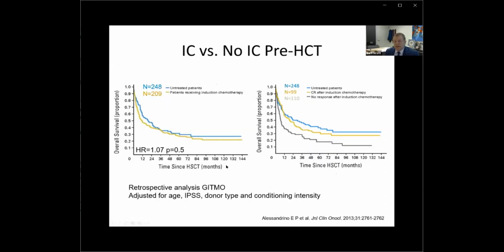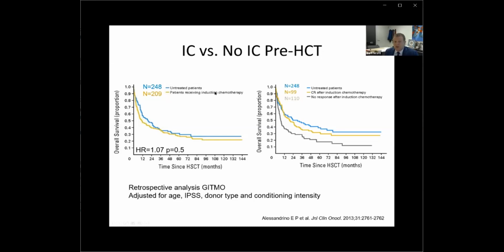Shifting gears, a new topic is, what's the best way to prepare patients to go to transplant? The idea is that you can take MDS patients who are untreated and go directly into transplant, or you can give them induction therapy. This retrospective analysis from the Italian transplant group showed no benefit with giving induction therapy. If you're in remission after induction therapy, you have a similar outcome to untreated patients. Now, a big caveat here is that this was a retrospective assessment.